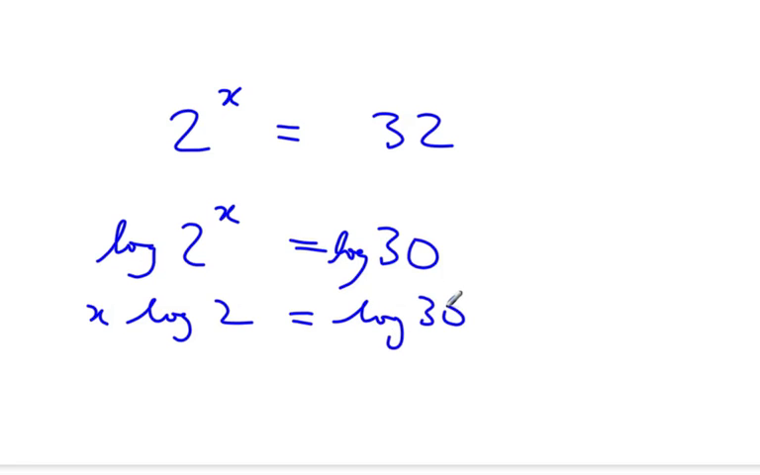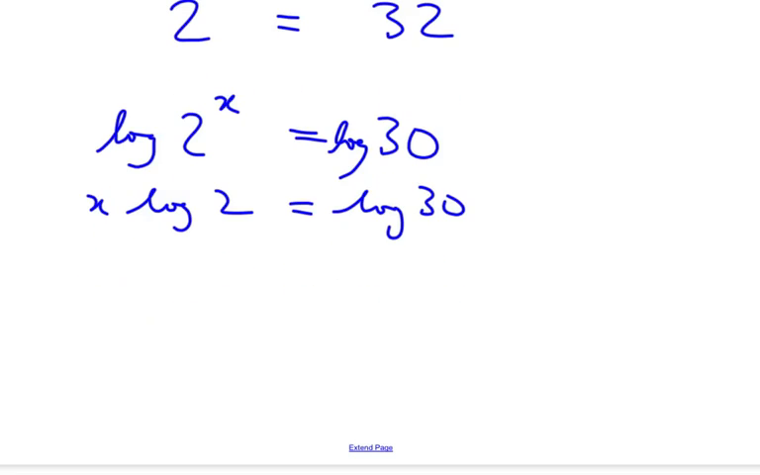And now I've got x times something equals something. What do I do with the log 2? I could minus it, but that would be completely wrong. No. I've got x times something equals log 30. And divide both sides by log 2. And so x is log 30 divided by log 2. And this I do on my calculator. And that is the original answer.